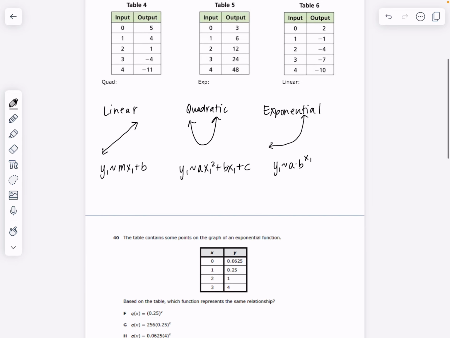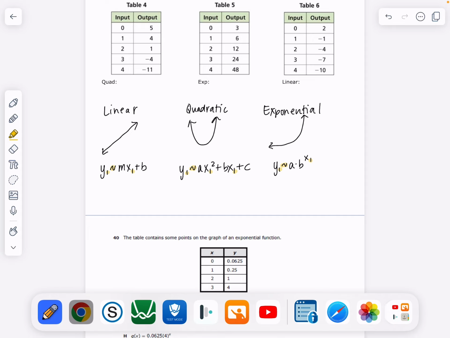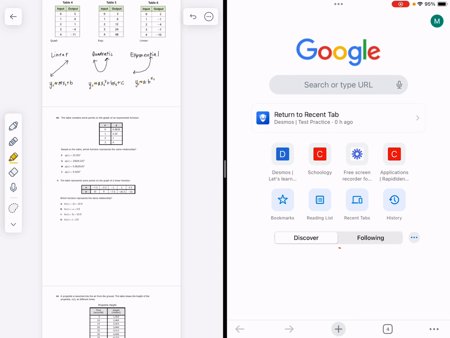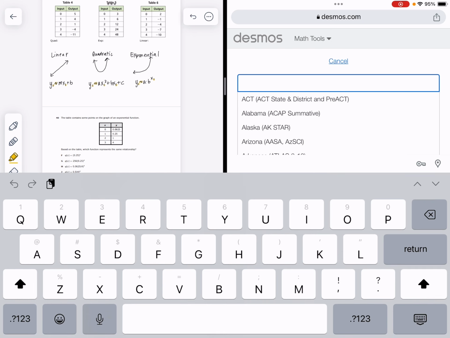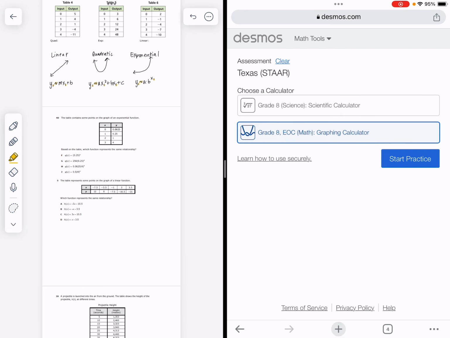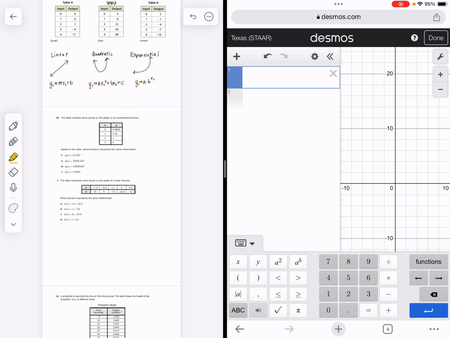The important thing to note is you have to have these ones in the subscript for your variables. That's how you refer to the table. The other thing is you have to use the tilde symbol. In the video, I will show you how to get to the tilde. I'm going to split my screen with Desmos, choose assessment, and make sure you're choosing Texas Star so that you know you're using the correct Desmos.